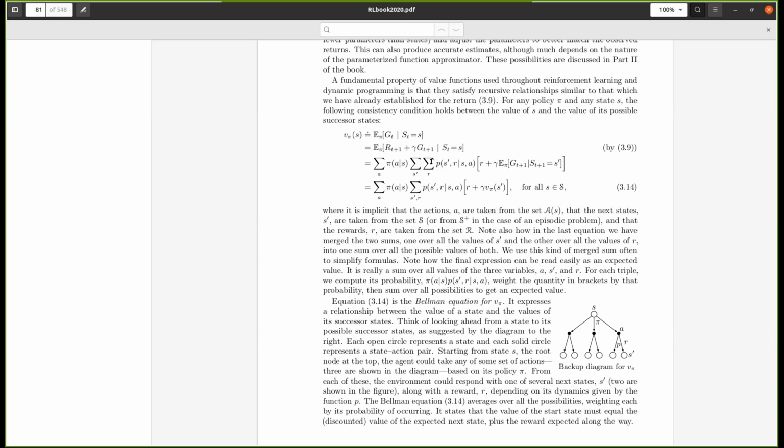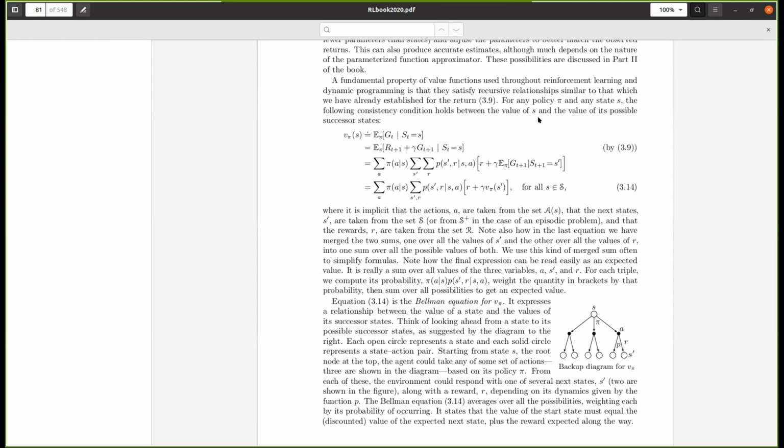So this P of S prime, R given S and A is, as we considered, the transition probabilities, right? From state S given action A to state S prime and reward R. And that basically comes from the fact that this is an unrolling of expectation, right? We sum over all possible S primes and R's to get the expectation of this value, and it would be a reward plus an expectation over the next.